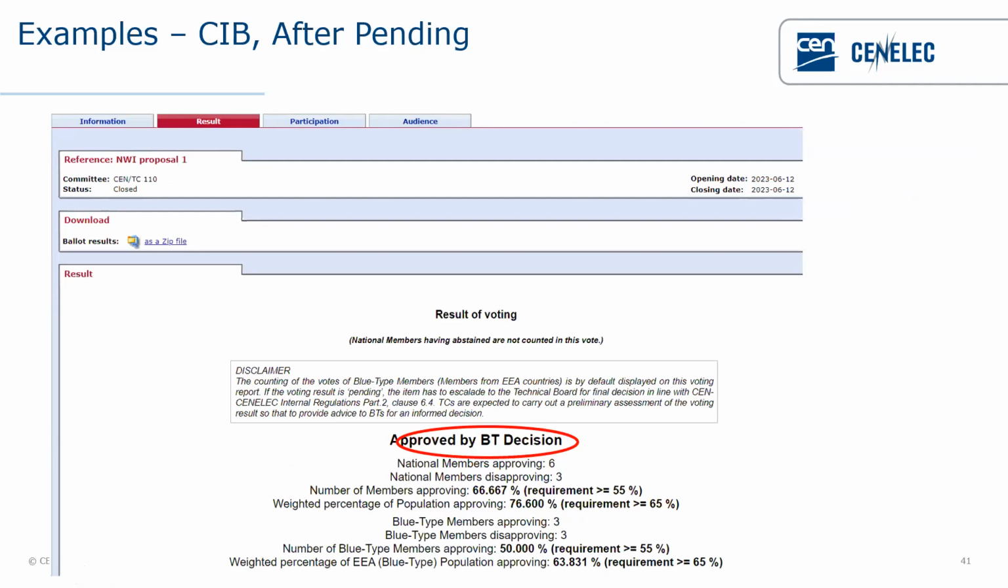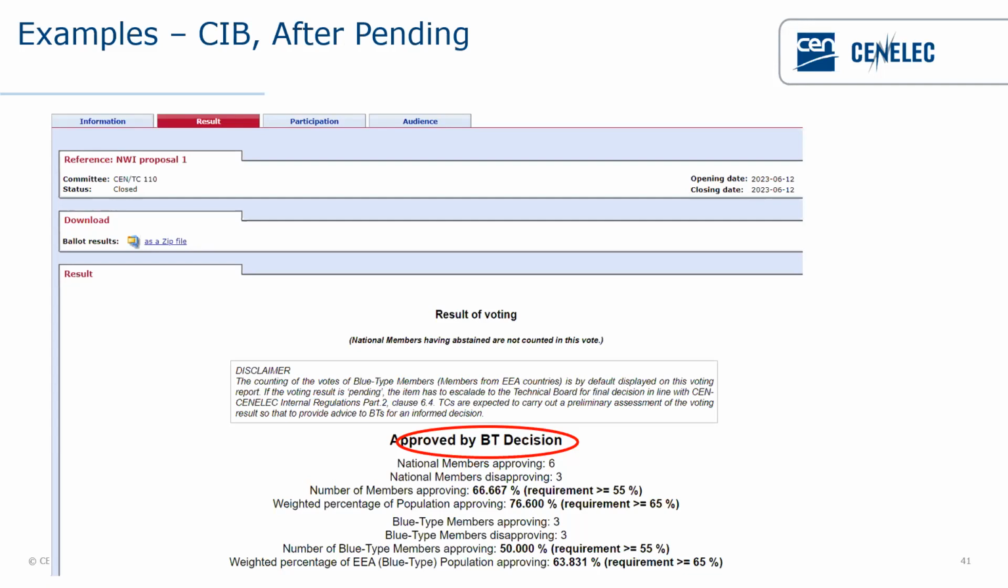I want also to underline that the CEN-CENELEC BT members want to go for a systematic awareness, I would say, of all pending results, to understand how big the discrepancies between all members and blue type members are. So it's also, at least in this phase, to understand if there is a trend in the discrepancy between the voting with all members and the blue type only.